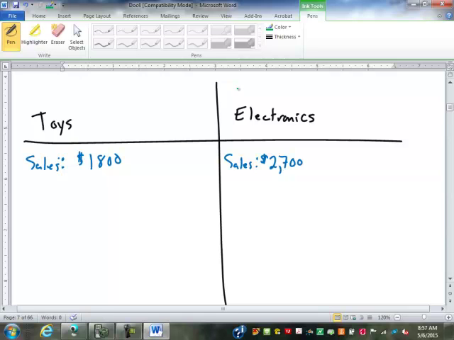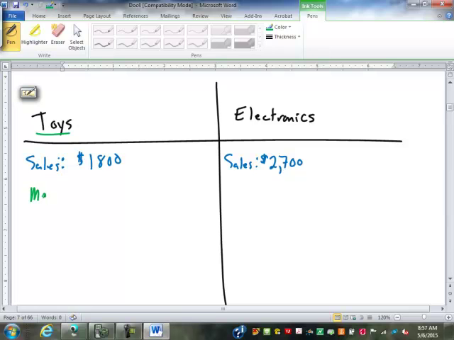So now what we're going to do, we can't necessarily compare them to each other because we're not comparing apples to apples. So the way we do it is we compare them to their whole population. How does this person in toys rank against everybody else in toys? And to do that, we're going to use a Z-score.